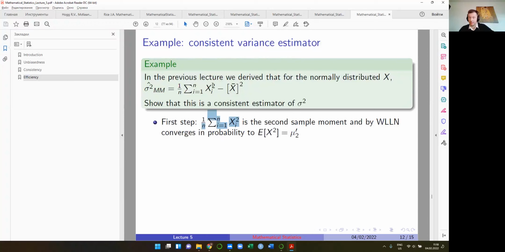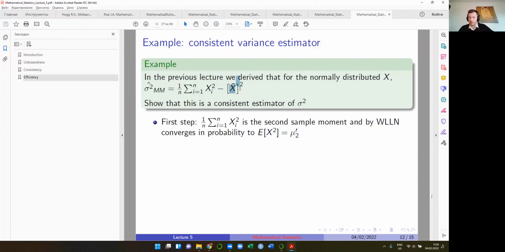This first term. We know that as n goes to infinity, the second sample moment converges in probability to the population second moment, this one, or mu prime 2 is the same. Right, so this is why I showed you this extended version of the weak law of large numbers in the beginning, because we needed that version here to prove that this part converges in probability to the second moment.